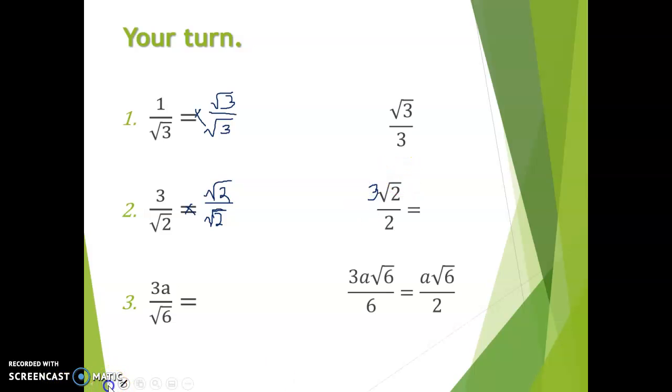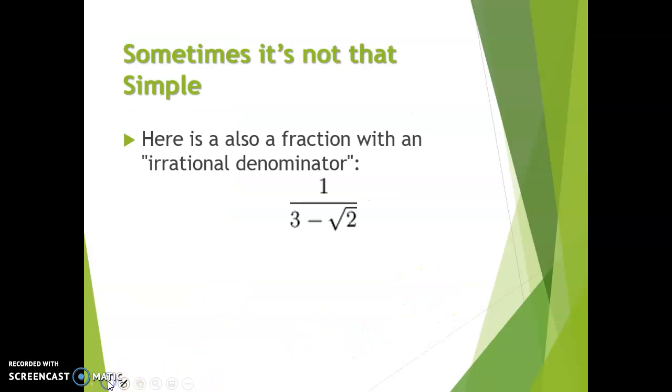All right, 3a over square root of 6, you multiply both the top and the bottom by square root of 6. So that becomes 3a square root of 6 over 6, but we've got 2 coefficients here in front of our terms that can be simplified. 3 divided by 6 is just 1/2. So that's 1a root 6 over 2. We don't have to write the 1, so it can just be a root 6 over 2.